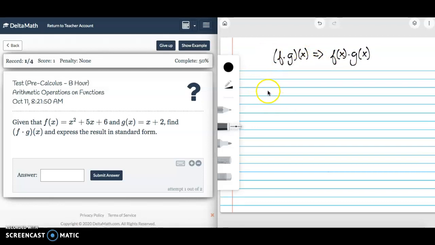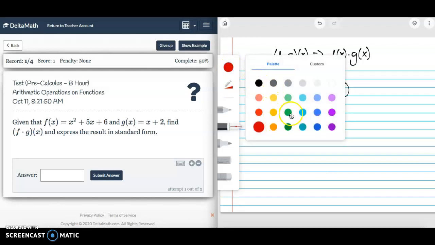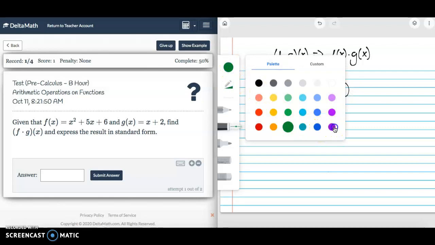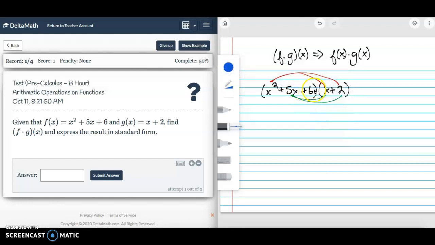So for this one, f of x is x squared plus 5x plus 6. Oh, this is just like the ones we just did, times x plus 2. So we're going to do our first term, then our second term, and then our last term. They're just in a different order this time.